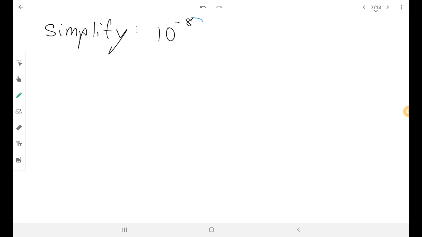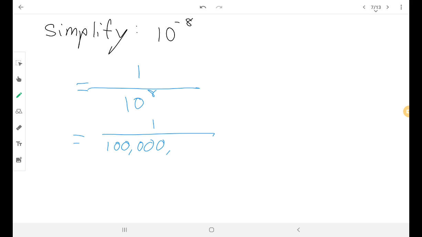And again, so I did this already, but I'll do it again. It's 1 over 10 to the 8th. The negative is why I know it's 1 over. The negative tells me it's the reciprocal. And then 10 to the 8th is a 1 with 8 zeros. 1, 2, 3, 4, 5, 6, or 1, 2, 3, 4, 5, 6, 7, 8.